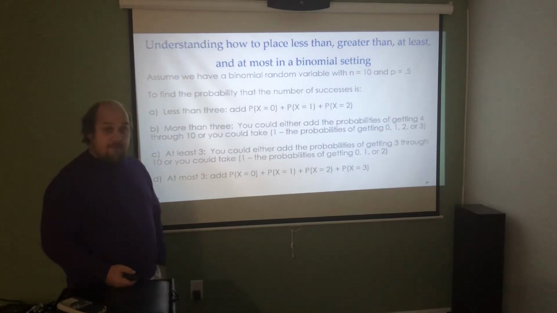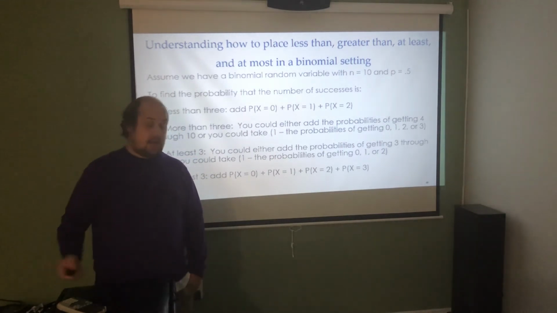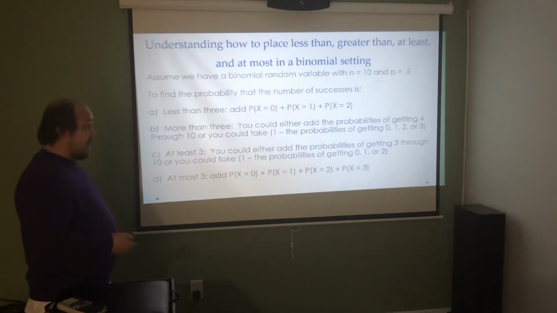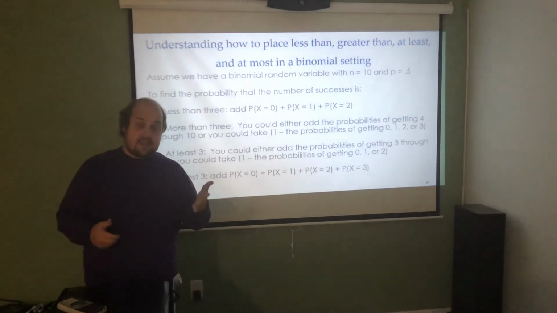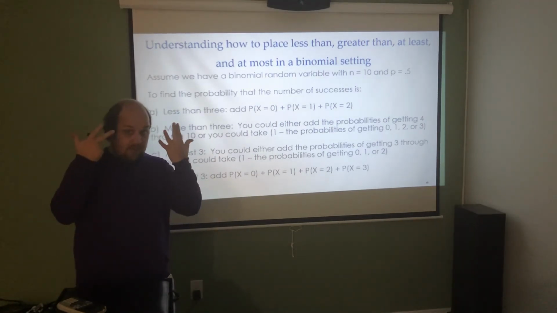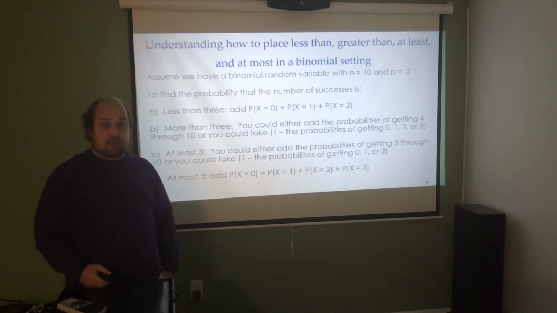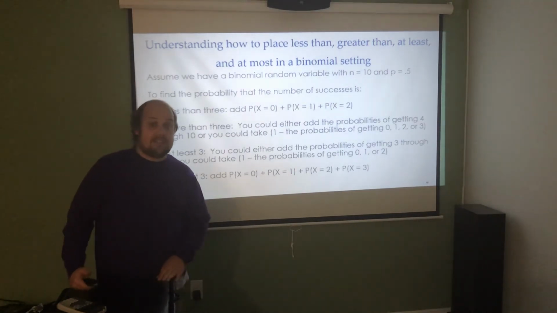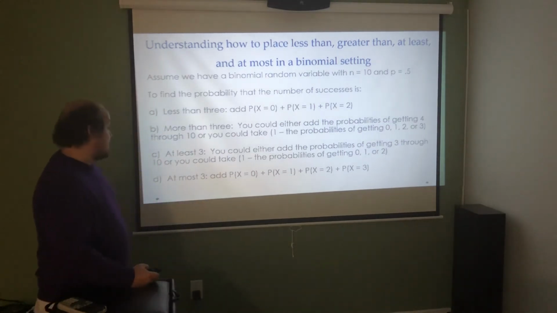That way what I'll be left with is the probabilities of getting 4, 5, 6, 7, 8, 9, and 10. If I was asked at least 3, again, I could do the same thing. I could add together the probabilities of getting 3, 4, 5, 6, 7, 8, 9, 10, and do the formula 8 times. Or I could see it as, if I'm trying to get at least 3, that means I'm not getting 0, 1, and 2. So if I find the probabilities of 0, 1, and 2, and subtract them from 100%, that will also give me the probability of getting at least 3.